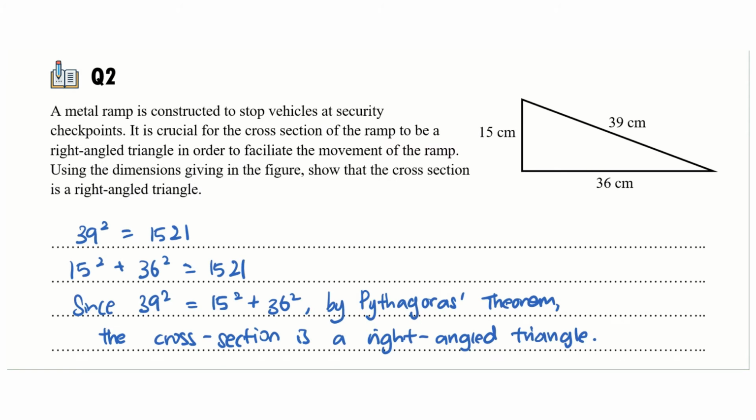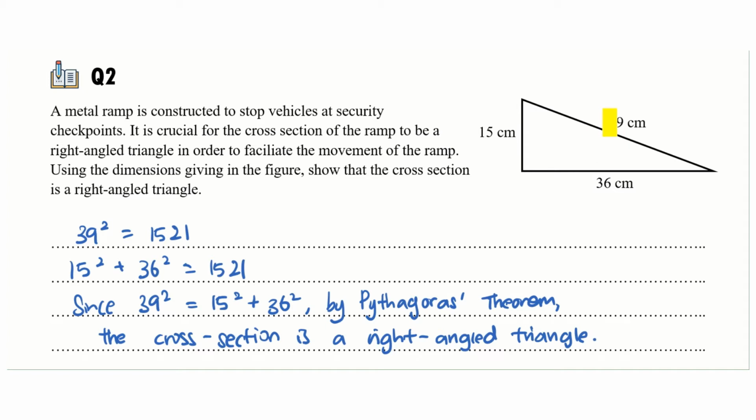Next, we take a look at question 2, where we are given that a metal ramp is constructed to stop vehicles at a security checkpoint. It is crucial for the cross-section of the ramp to be a right-angled triangle in order to facilitate the movement of the ramp. Using the dimensions given in the figure, show that the cross-section is a right-angled triangle. So we just have to rely on the diagram that is given to us, and we check whether it is a right-angled triangle or not.